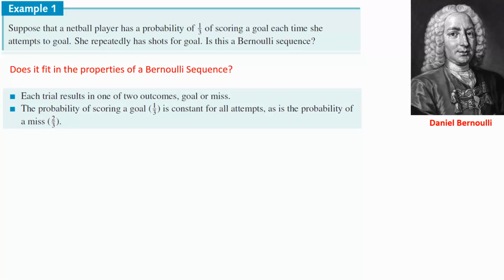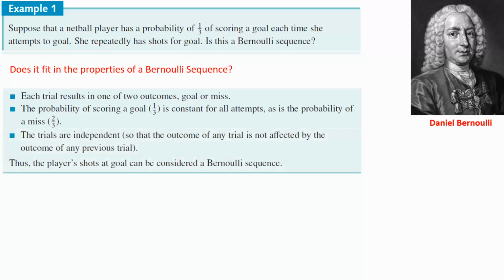The second one says the probability of scoring a goal, which I just said, is either 1/3 or 2/3, and this is going to be consistent throughout. Every time she shoots for a goal, she's going to have a 1/3 chance of getting it in or a 2/3 chance of failing. So the probability is consistent for every trial. That's dot point number two. Number three, it doesn't say anywhere in the question that the chance of her shooting the next goal is dependent on anything before. So therefore, they are independent. Every shot that she takes is independent. Every shot is still a 1/3 chance of getting it in.